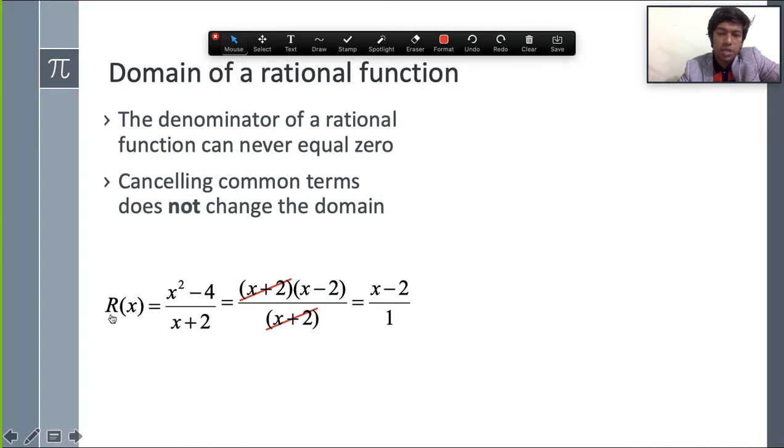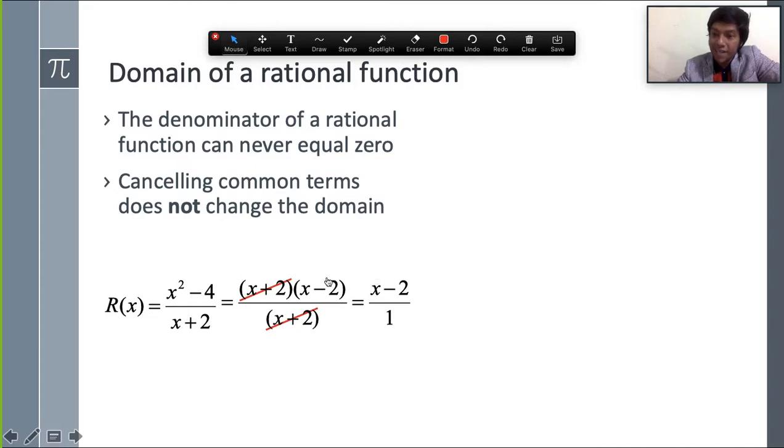Suppose, still, what is the domain of this given function? We can do the cancellation and get something different, but the domain of the function will still be the same: x cannot be equal to minus 2. All real numbers, x cannot be equal to minus 2. This is what it means that cancelling common terms does not change the domain. We are cancelling, but the domain will be as it is.